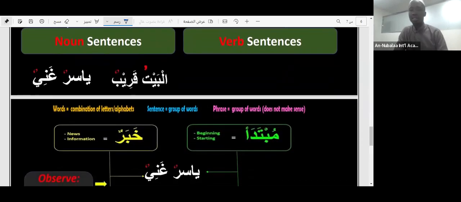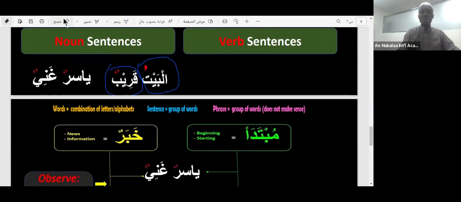So, they have given you examples here. We have al-baytu qaribun, the house is near. You can see that al-baytu here is a noun. Al-qaribu here is what? Al-qaribu here is also a noun. Al-muhim, the fact that it starts with a noun, it is called al-jumlatu al-ismiya. You have to know this. It is called a noun sentence in the Arabic language.